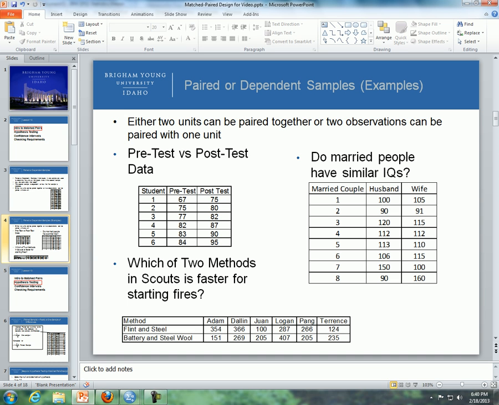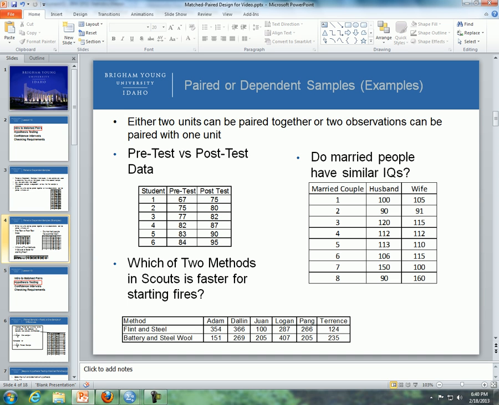Now the other example, where we have two observations paired with one unit, would be pre-test versus post-test data. As students, we take a random sample of 6, we take a pre-test for a class, for instance, and then we follow up with the post-test. And then in this case, there are two measurements for each, or two observations for each unit, one unit being student.